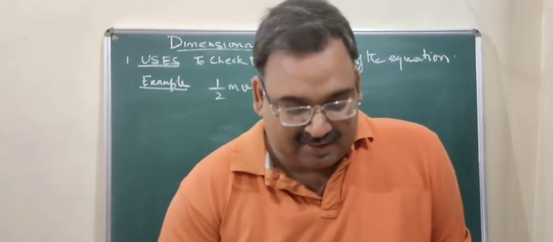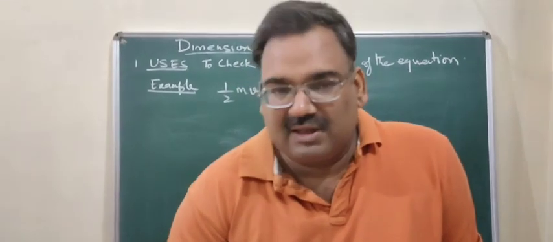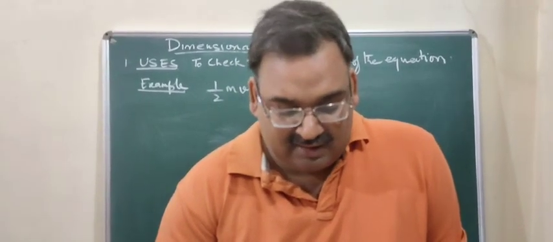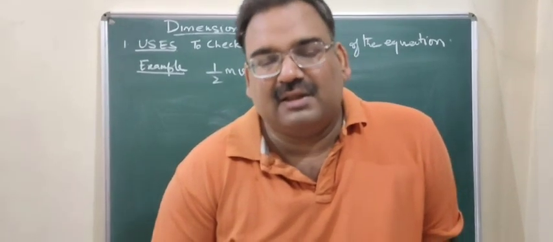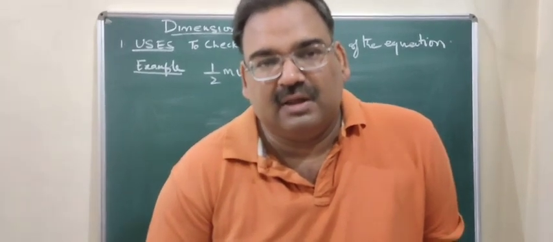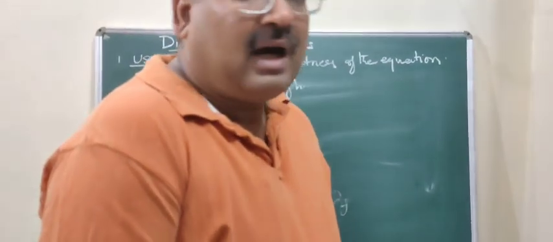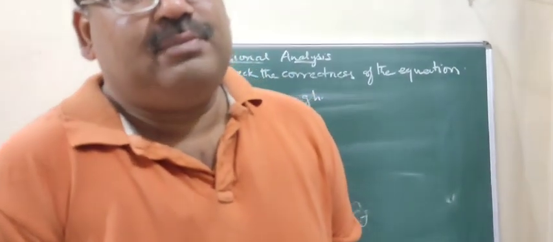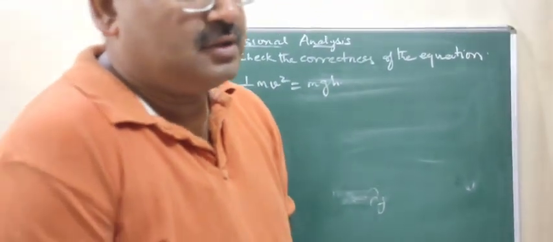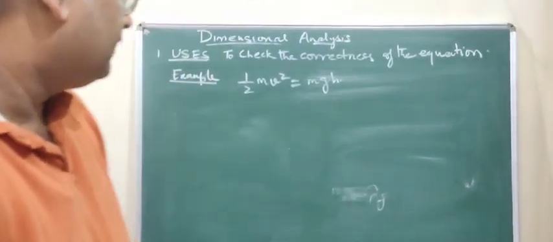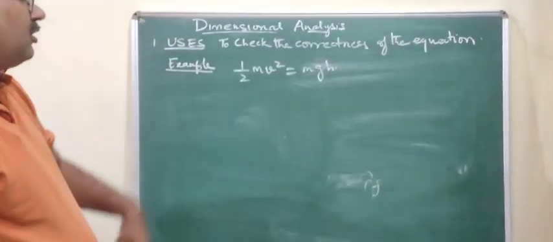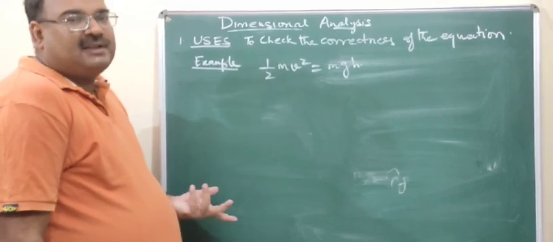So we will take an example to see whether the given equation is correct or incorrect. Let us take a relationship: kinetic energy is equal to potential energy. The kinetic energy of an object is given by the formula half mv square, and potential energy is given by mgh. So we will check the correctness of the equation. Now, as you know, the pure values, these ratios, do not have any dimensions.